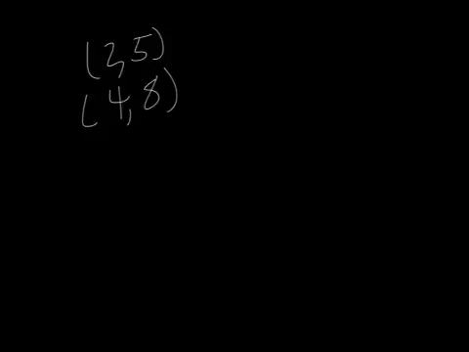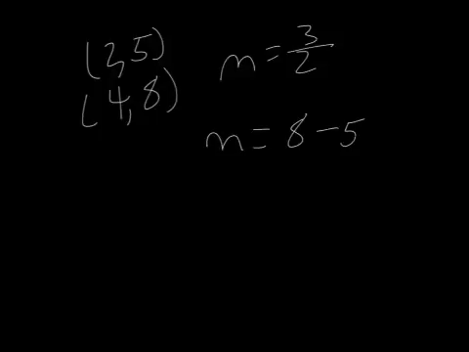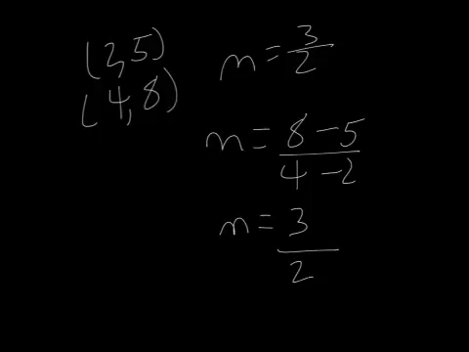Alright, so our answer should be m equals 3/2 or m equals 1.5. So the way that we got this was by using m equals our y2, which is 8, minus our y1, which is 5, divided by our x2, which is 4, minus our x1, which is 2. 8 minus 5 is going to give us 3, and 4 minus 2 is going to give us 2. So the slope of the line containing these 2 points is going to be 3/2 or 1.5.